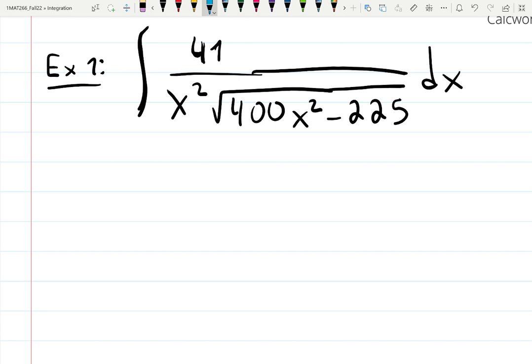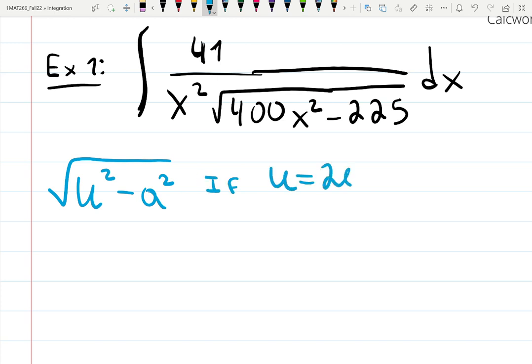So it's interesting. This chapter is like a puzzle involving integrals. We're having integral that looks nice, making it look horrible, maybe try to solve it, and then being happy if it works. So in this case, this is the type of the integral. It looks like u squared minus a squared. If we notice that u is 20x, then u squared is 400x squared. And a is the square root of 225, which is 15.